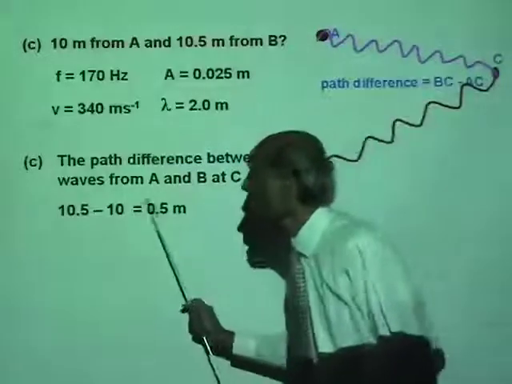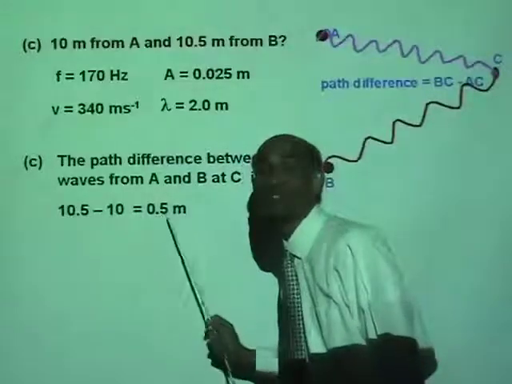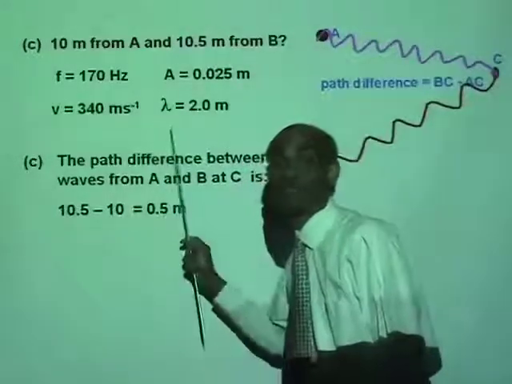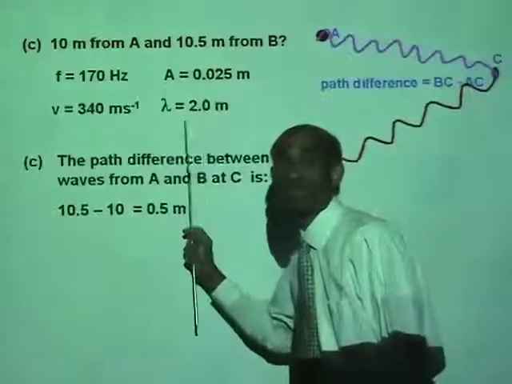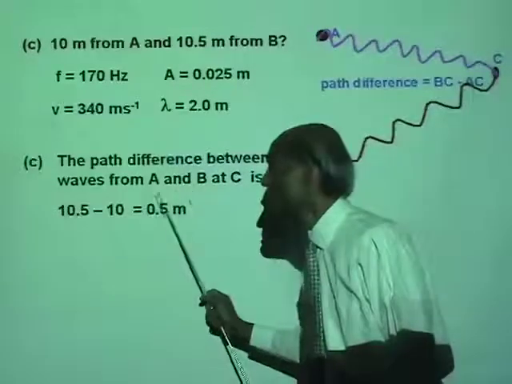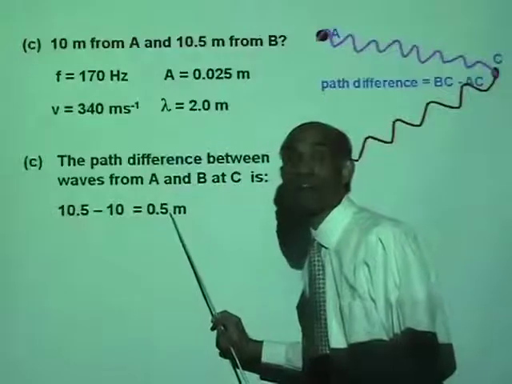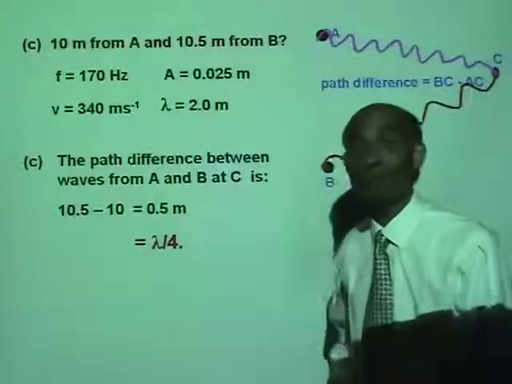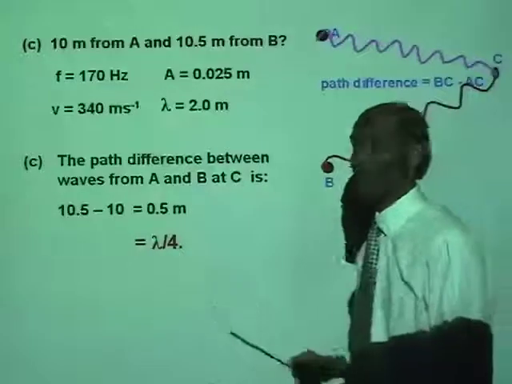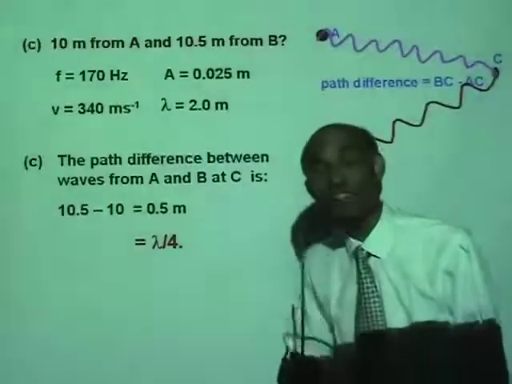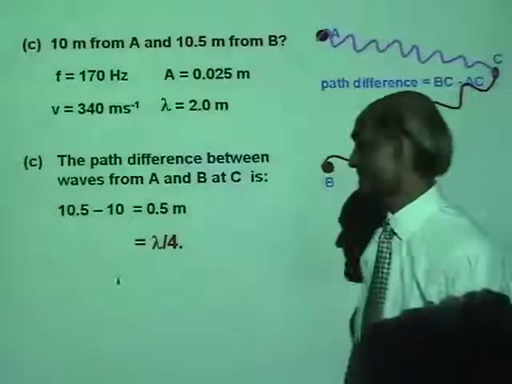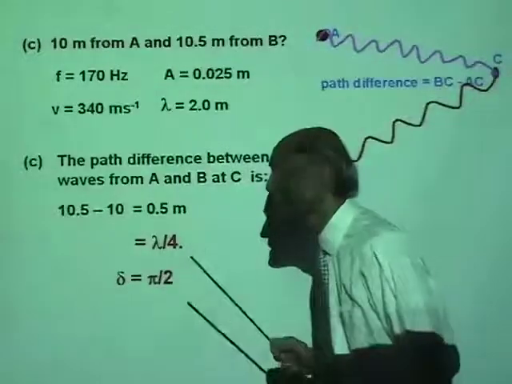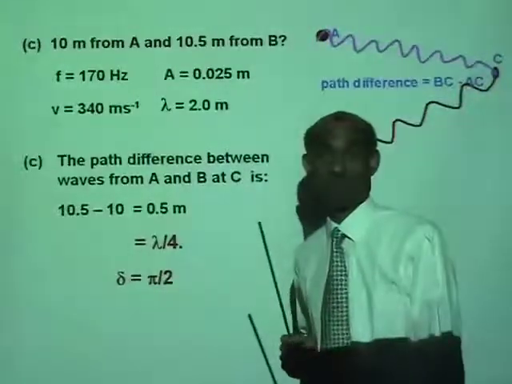Tell me, what part of a wavelength is this 0.5 meter? A wavelength is 2 meter. Therefore, this path difference of 0.5 meter is equal to a quarter of a wavelength. Now, what is the corresponding phase difference? The corresponding phase difference is pi by 2.